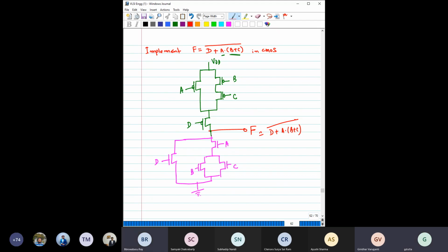Sir, so we are treating it after taking De Morgan's law. After doing the De Morgan's theorem, after that we are doing it. Yes, yes, definitely, because here you have multiple factors, right? So you use De Morgan's, split it, and then do it.